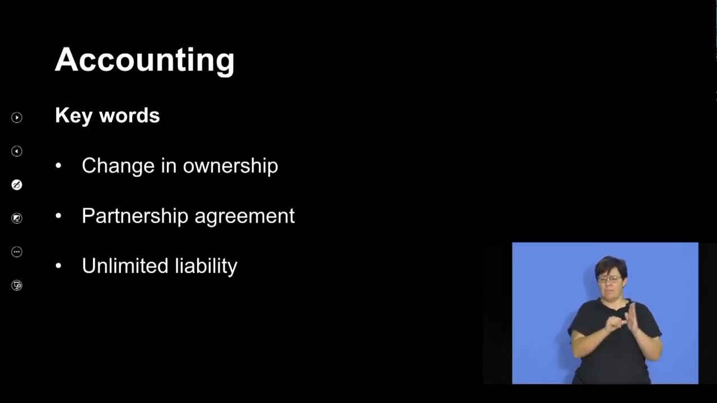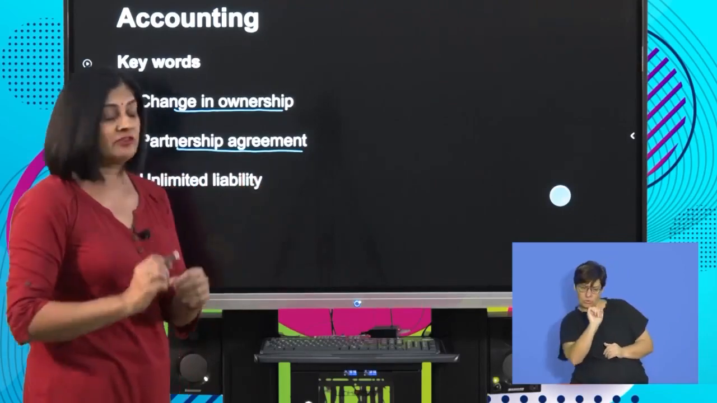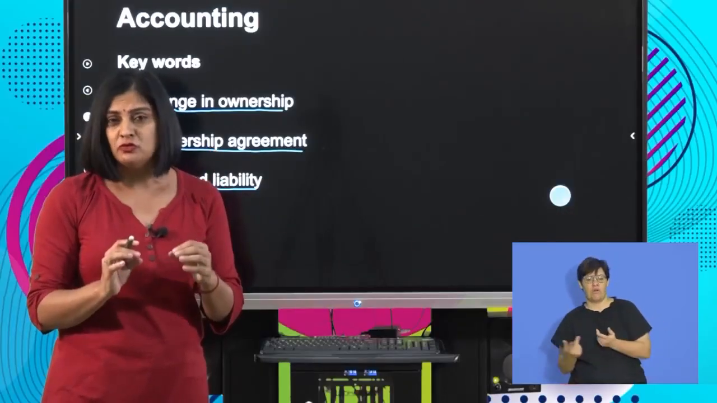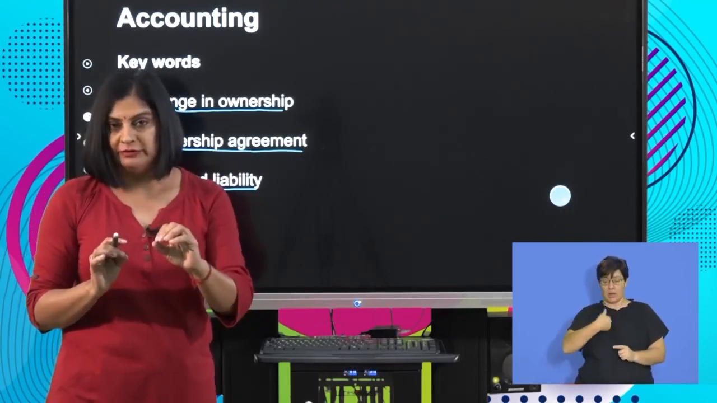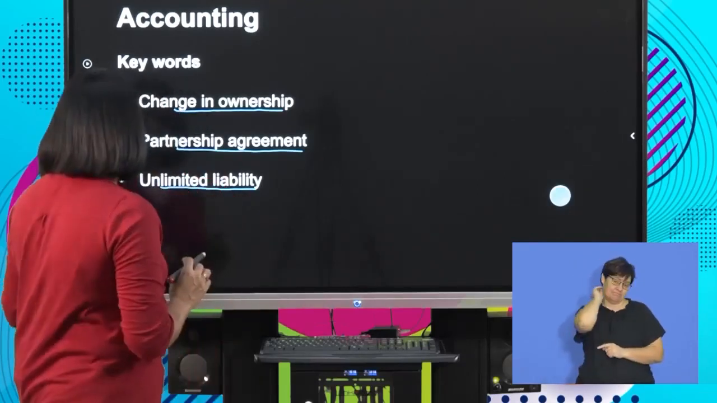Right, some key words that I want you to take note of that I'm going to be discussing during the course of the lesson. Change in ownership, which we've already touched on. Then we've got the partnership agreement, very, very important. We need to know what the agreement is between our partners, as well as the concept of unlimited liability. When we talk about liabilities here, we're not referring specifically to the liabilities of a business, but more the liabilities of the partners. Okay, so these are some of the key words I want you to take note of.